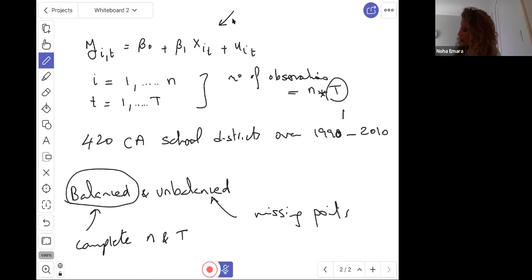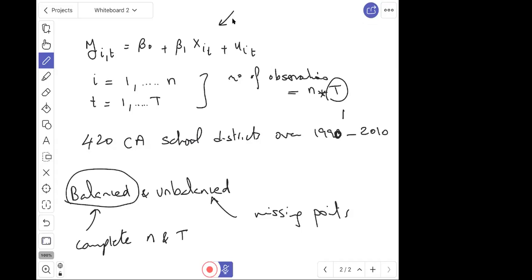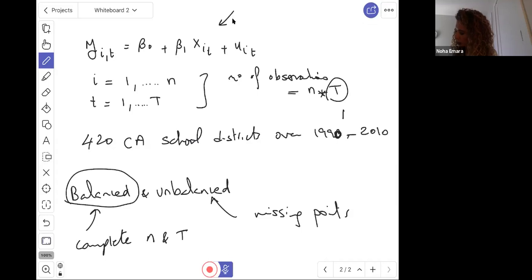So what I'm giving you in the example here, just make sure that you can read my handwriting. I said here, I think this is 1990, right? Did I say 1990 or 99? What did I say? I don't remember exactly.